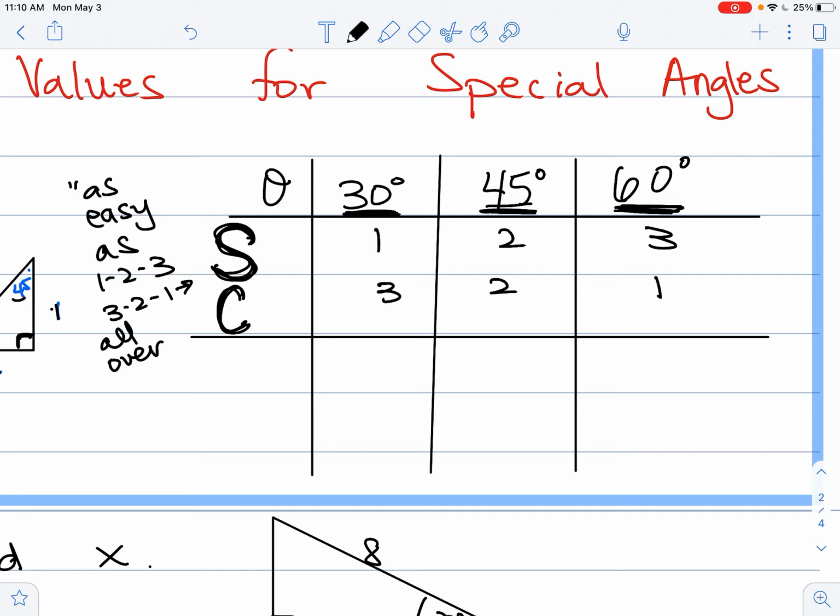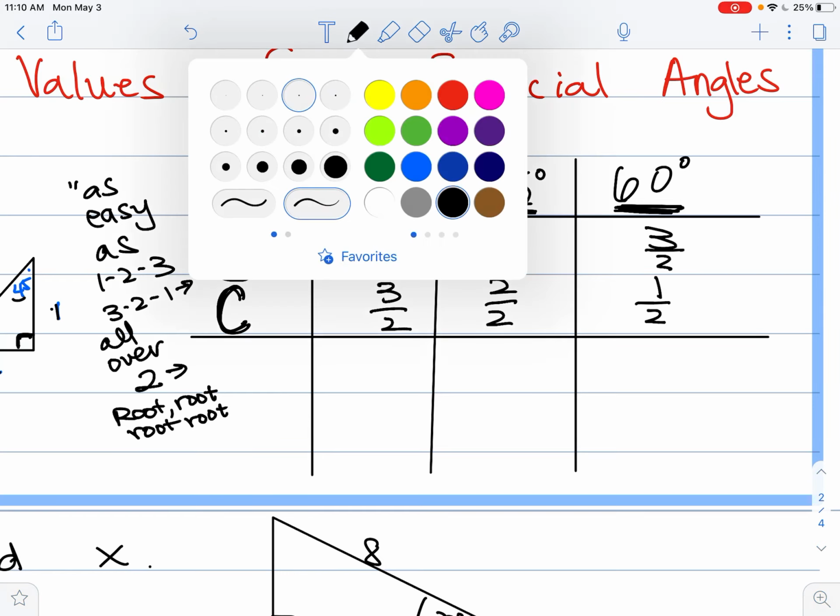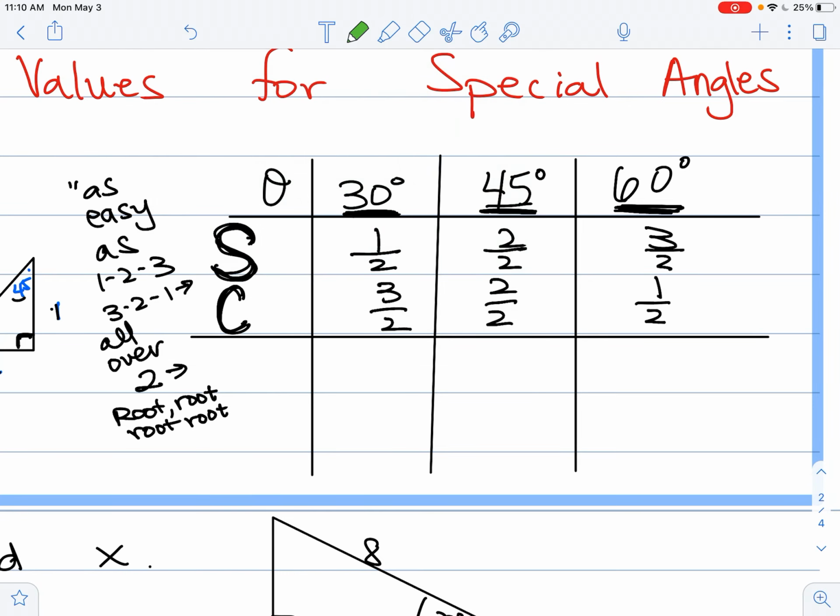Okay, it's as easy as 1, 2, 3, 3, 2, 1, all over 2. So we're going to put everything over 2 now, all over 2. And then we say root, root, root, root. And here's what I mean by that. The numerators have roots on them. So the root of 1 is just 1, so we leave it alone. So we go root 2, root 3, root 3, root 2. So that's root, root, root, root. And those are all your values for those special trig functions.